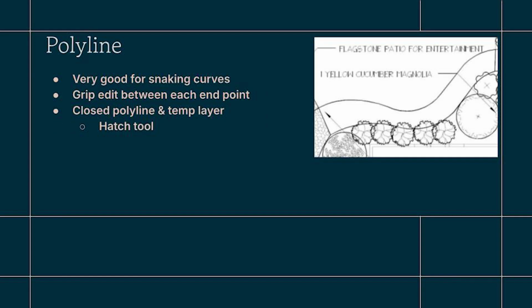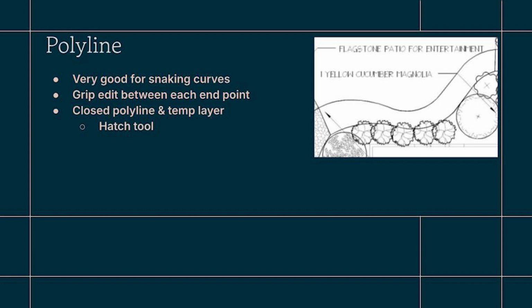As I mentioned before, the polyline is a very useful tool in the DynaScape software. I said it is very good for making snaking curves such as this pathway seen in the image, and you can use grip edits between each endpoint to make the curve as smooth as you would like it. There's also other uses for the polyline.